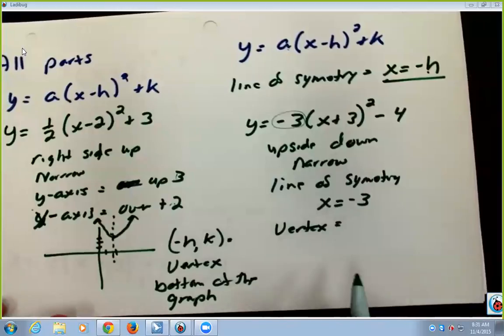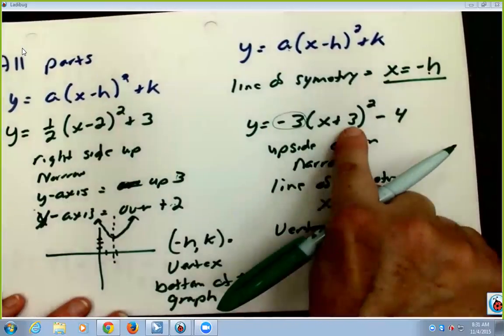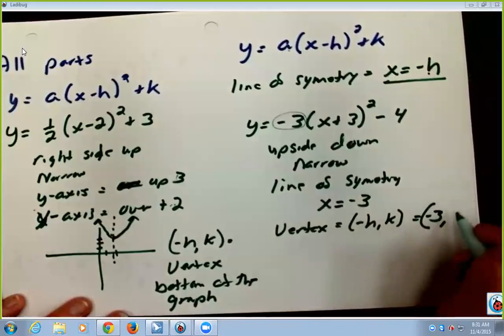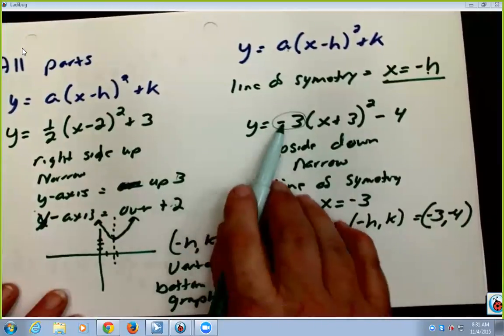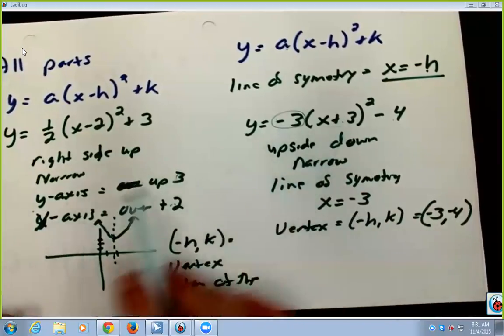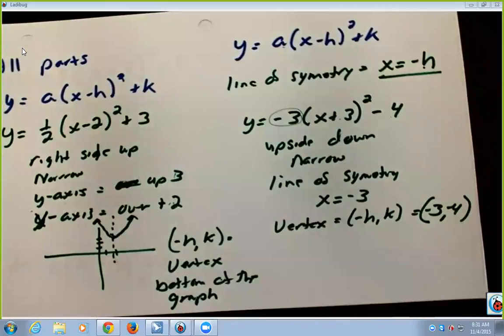Well, my vertex is that combination of -h and k. So it's going to end up being (-3, -4). And so that's the vertex. That's where the bottom of it is. So we can gain all that stuff just from our A's, H's, and K's. Okay? So that's, again, the pieces. As long as it looks like this, I can pull out those pieces and get my sections out of it. So got it in that format, we're good to go.